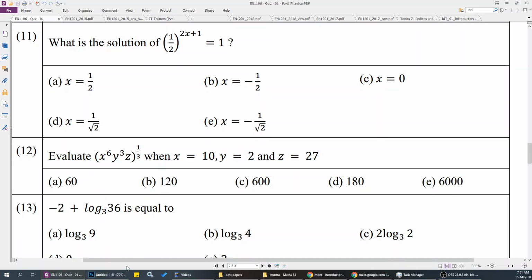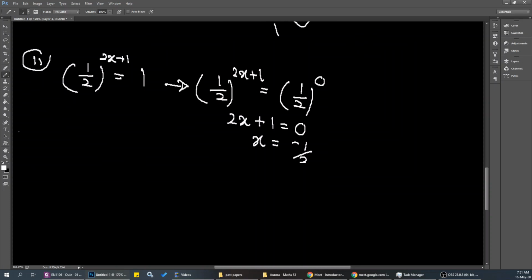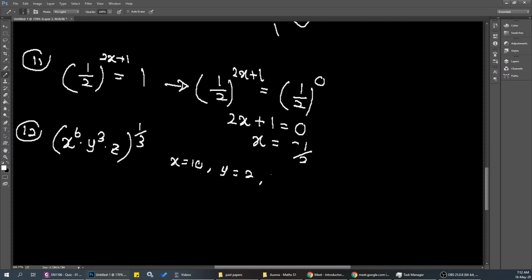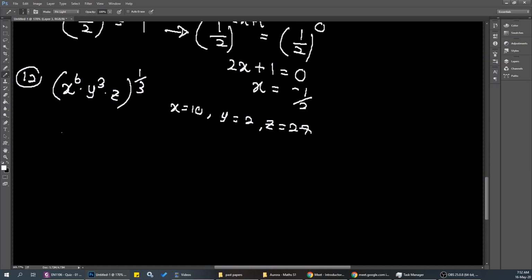I'm not going to do this because we followed a similar one. Okay, anyway, I'm going to do it. Let's see, we have time anyway. 12: x raised to the power 6 into y raised to the power 3 z, and the whole thing is raised to the power 1 over 3, and we have x is 10, y is 2, and z is 27. So just substitute these values and you will get the answer. So 10 to the power 6, 2 to the power 3, and 27.